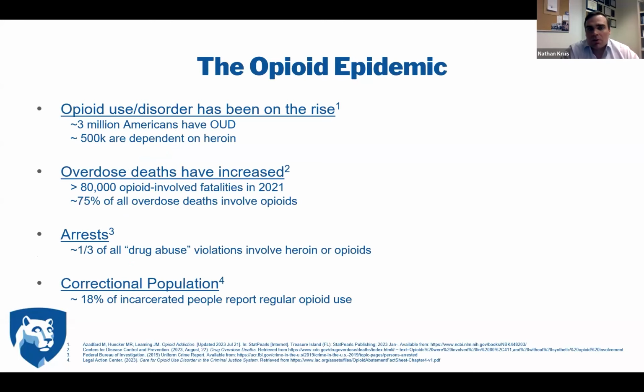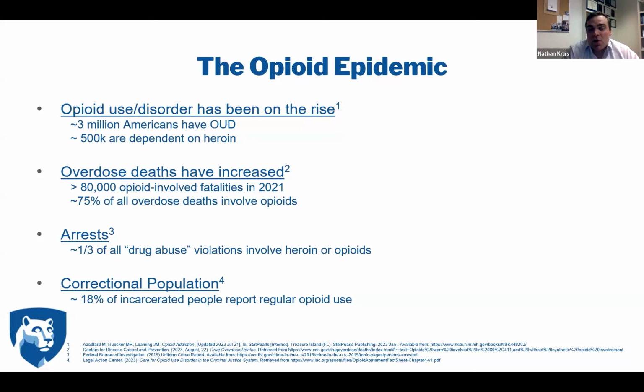So as Övgü touched on a little bit in her presentation, we are currently in the midst of a significant decades-long opioid crisis. Recent data suggests that about 3 million Americans meet the clinical criteria for OUD. Another 500,000 are dependent on heroin. Deaths have reached what the CDC has now labeled an epidemic proportion. We eclipsed 80,000 opioid-involved fatalities for the first time in 2021, and it has increased since that time.